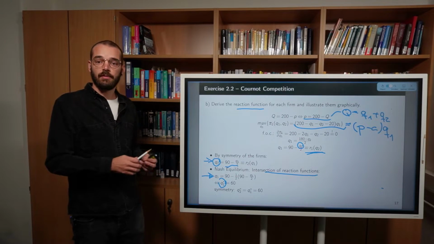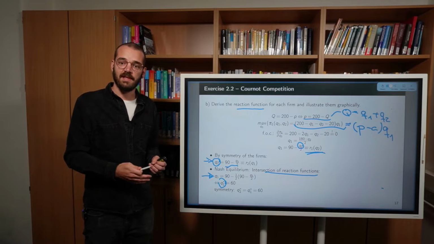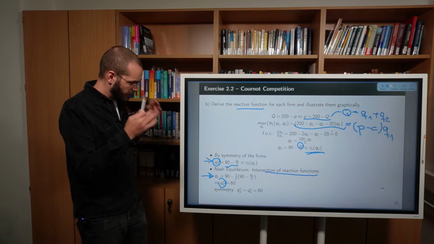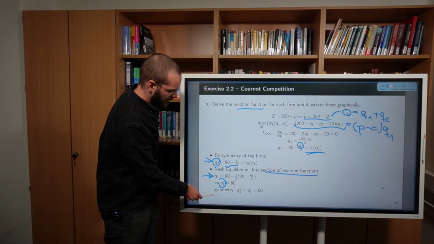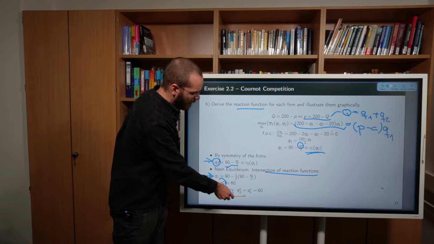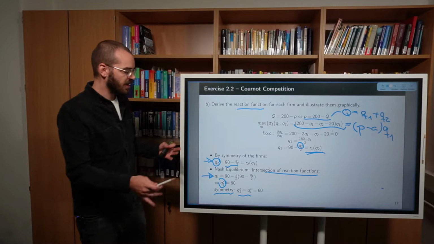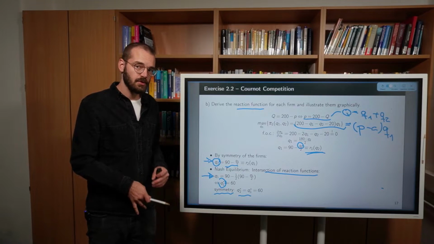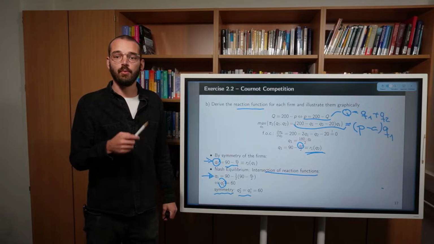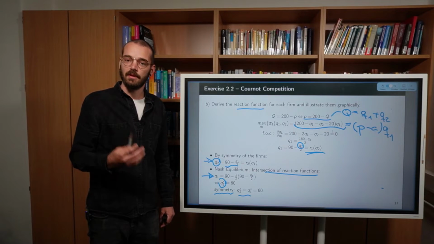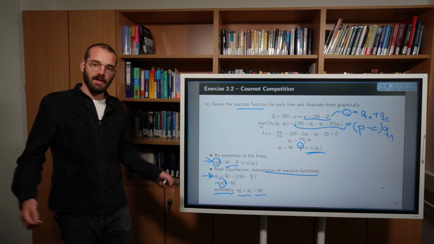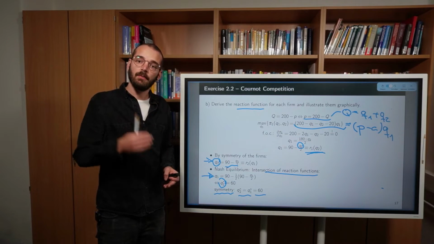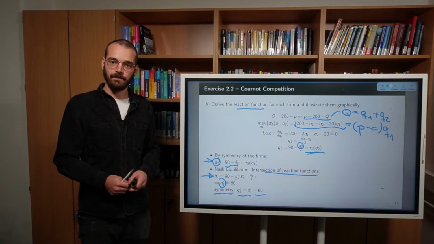We don't have to go through all of these steps again. We can simply argue by logic that for this symmetric case, Q2 star, the equilibrium quantity of firm 2, must equal Q1 star, the equilibrium quantity of firm 1, which was 60. So now we have found the equilibrium quantities of both firms.